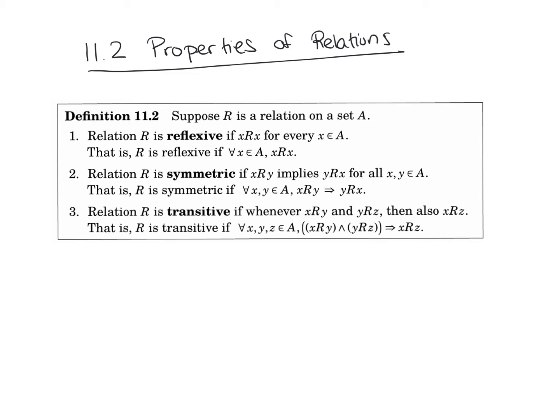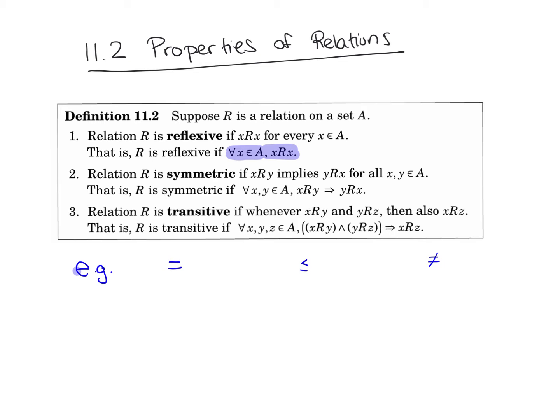So what does that mean? Anytime I have some x in A, for every single one of those, it has to be related to itself. Let's look at some examples as we go here. We can look at the equals relation, and maybe we'll also think about less than or equal to and not equals.